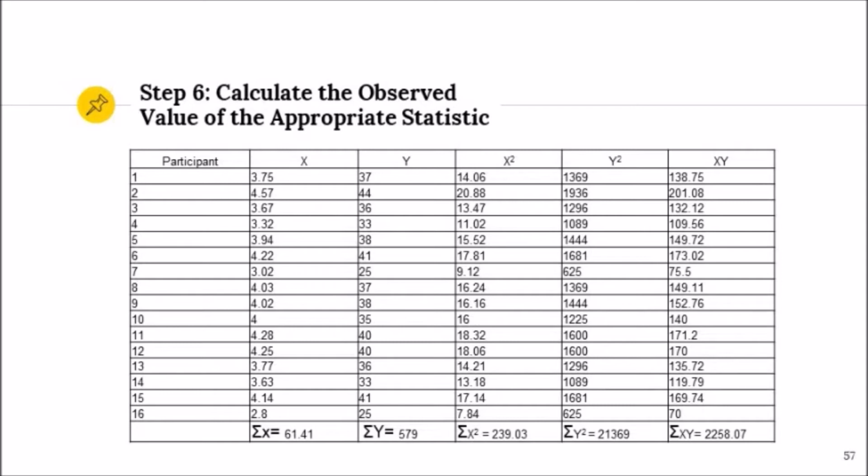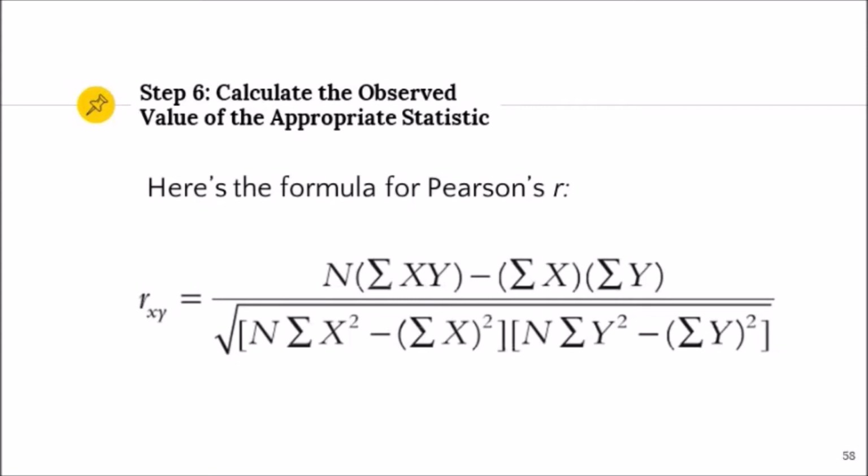of the observed value. This is the formula for Pearson's R. We get the value of R by finding the difference between the product of n and the summation of xy to the summation of x multiplied by the summation of y. Once we get the value of the numerator, we divide it by the value of the denominator. We can compute the value of the denominator by finding the square root of the values of these two brackets.